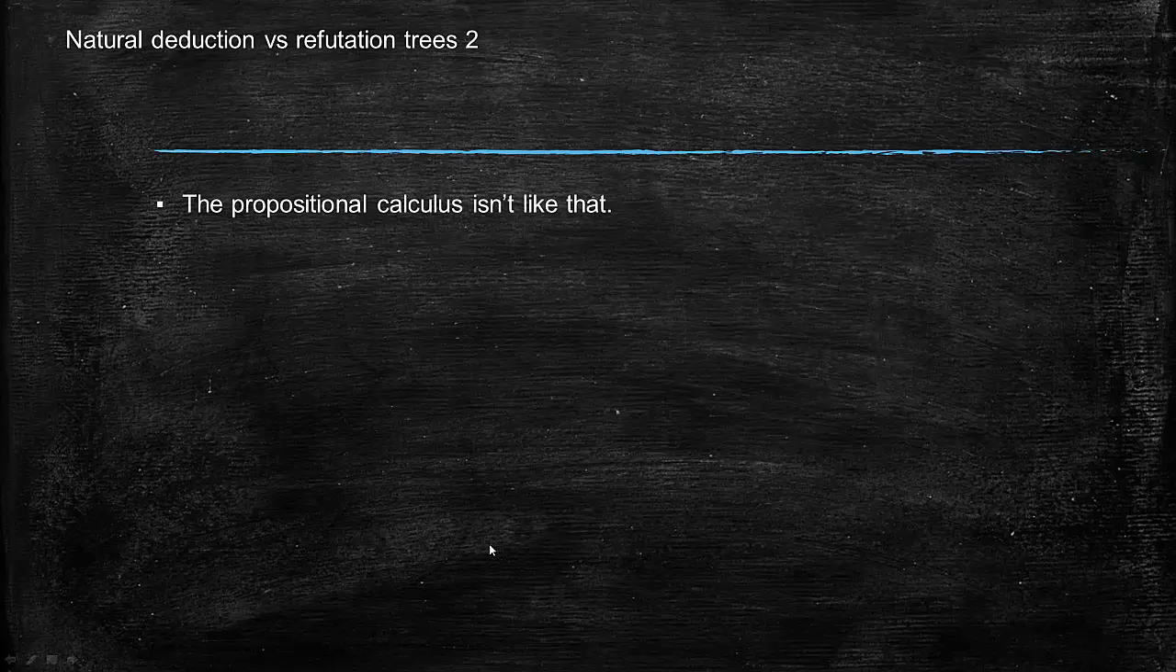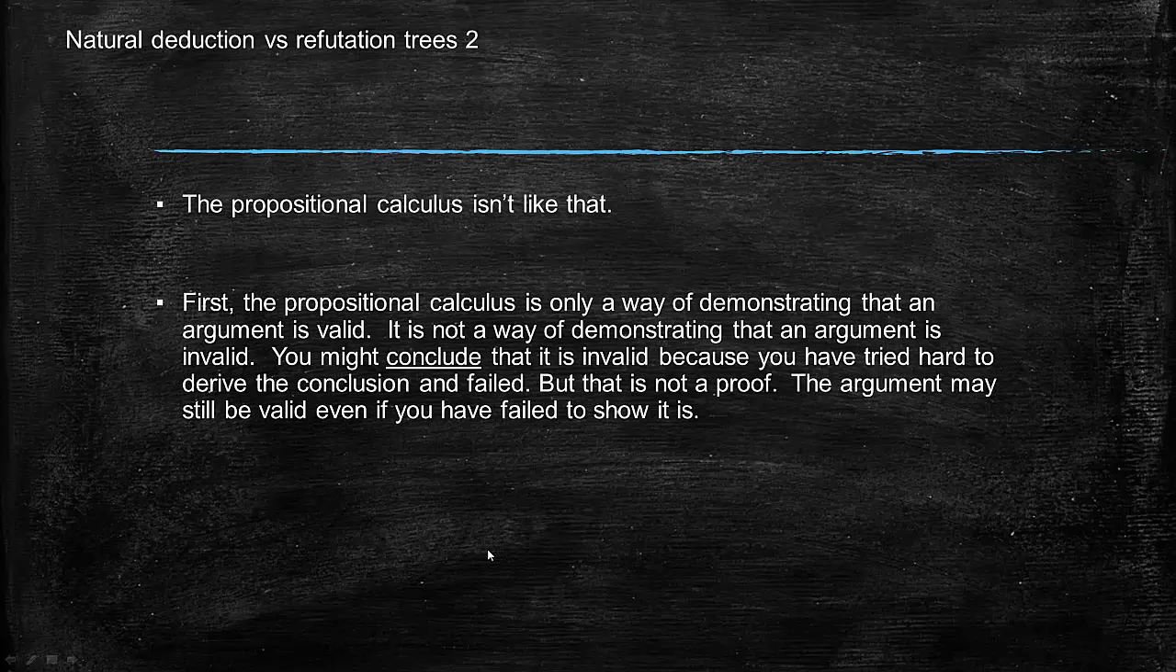So the propositional calculus isn't like that at all. First, the propositional calculus is just a way of demonstrating that an argument is valid. That's all it does. It's not a way of demonstrating that an argument is invalid. You might want to conclude that an argument's not valid because you've tried to prove it. You've tried to derive the conclusion and you've failed. But that might not be correct. It's certainly not a proof. And you might just be wrong in concluding that. It might be that you just haven't discovered how to derive it, because some of these are quite difficult.